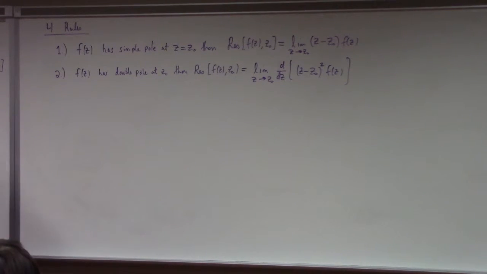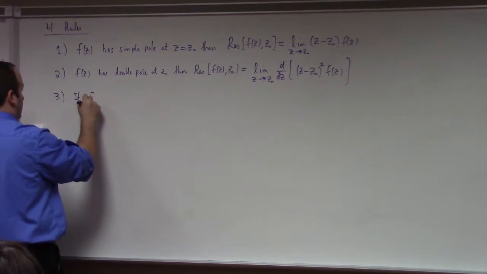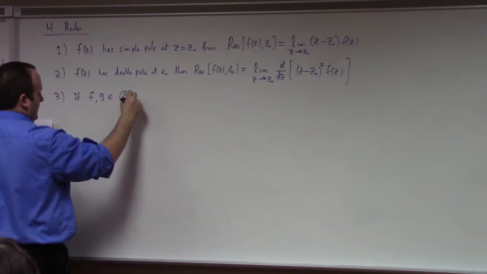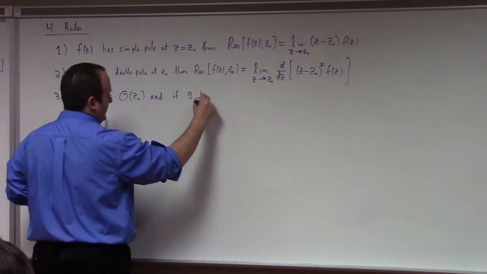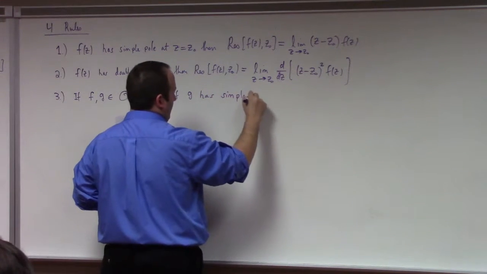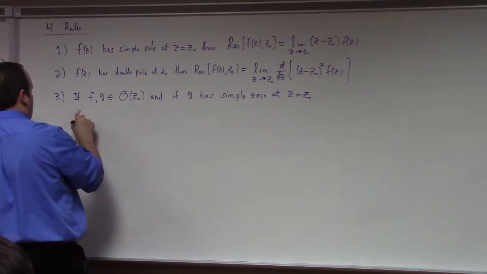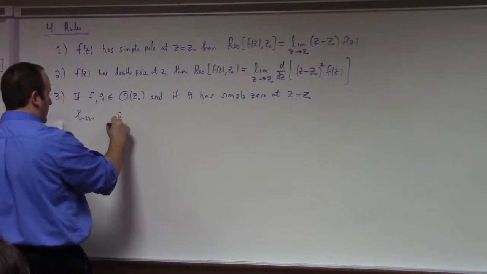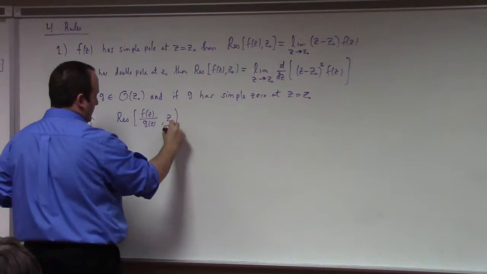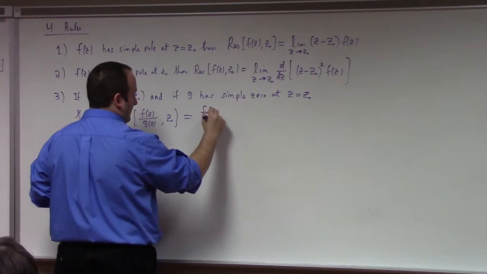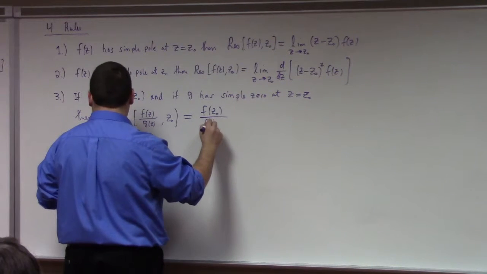Rule number 3. Rule number 3 states that if f and g are both holomorphic at z naught, and if g has a simple 0 at z equals z naught, then the residue of the quotient at z naught is just equal to f of z naught divided by g prime of z naught.